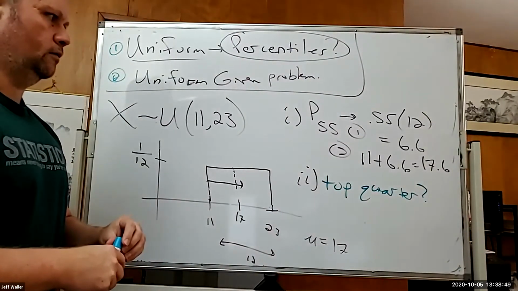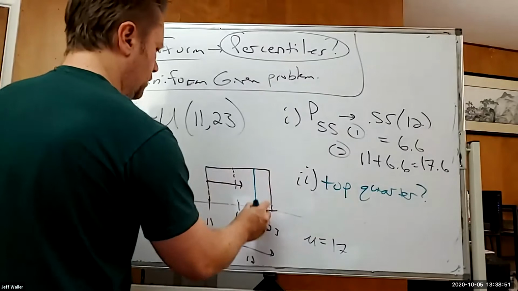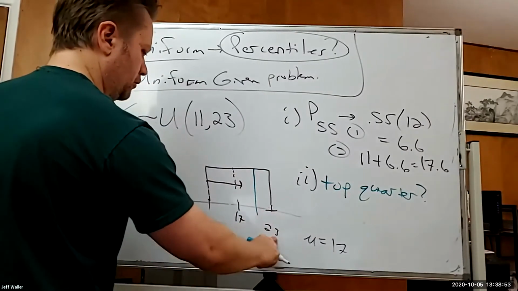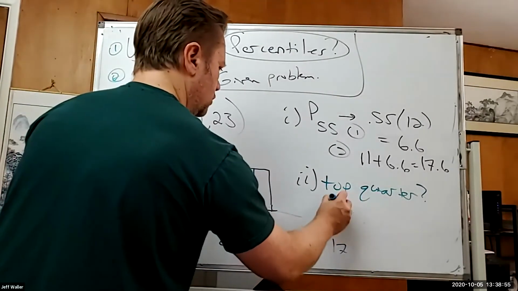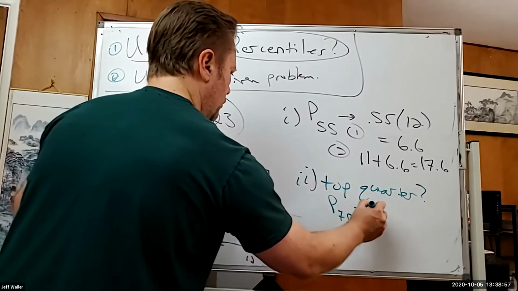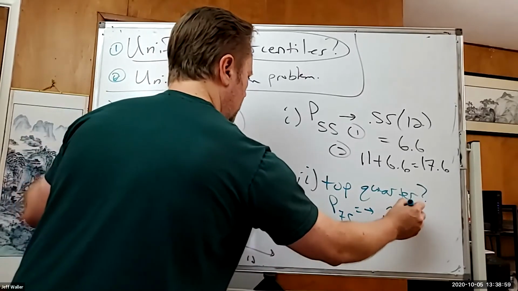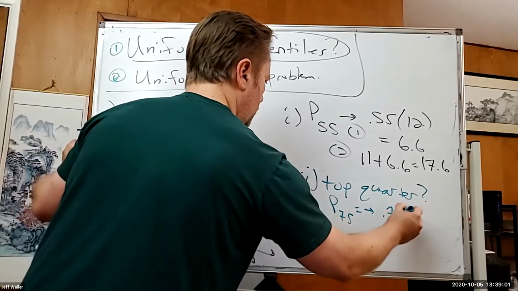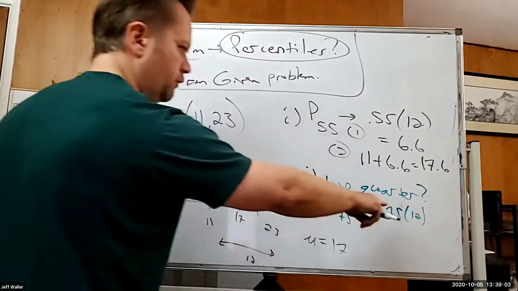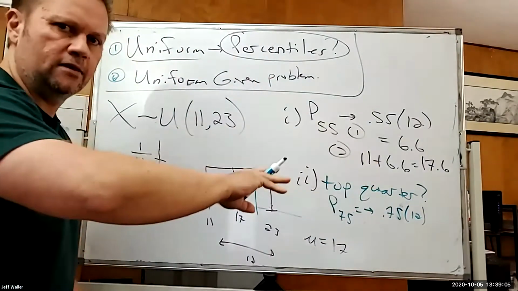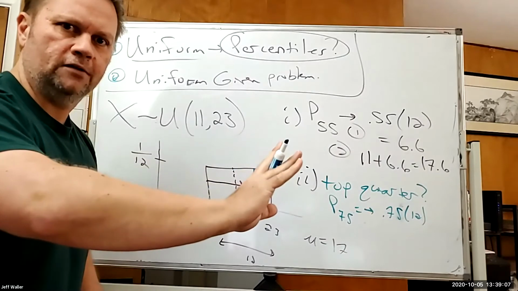The 75th percentile. Yeah, so it should be up here somewhere. It should definitely be closer to 23 now. So I want to find P75. So I would take 75% of 12, which is beautiful because 3/4 of 12 is 9. Is that all right?